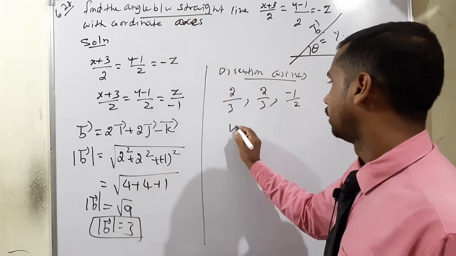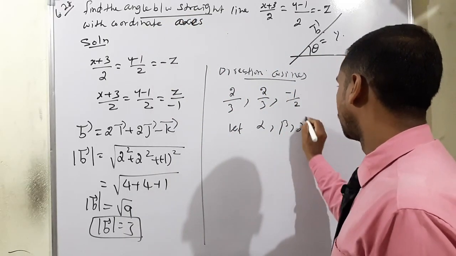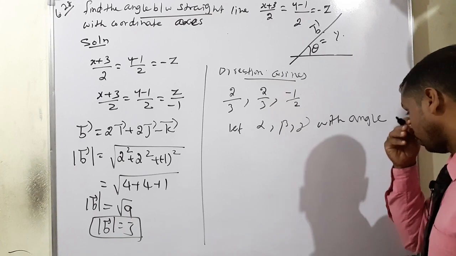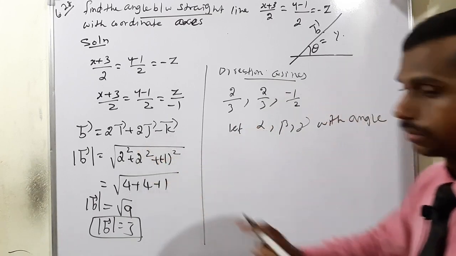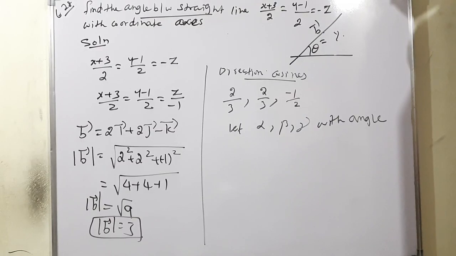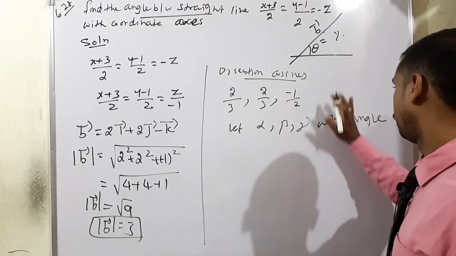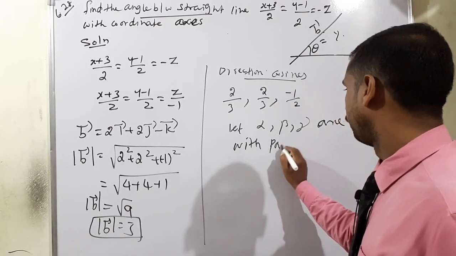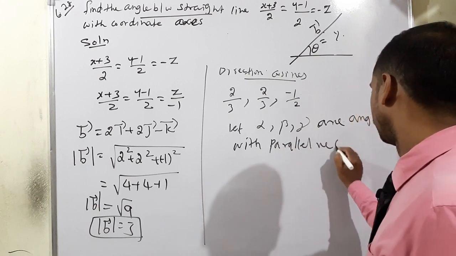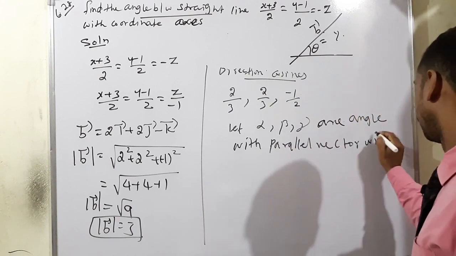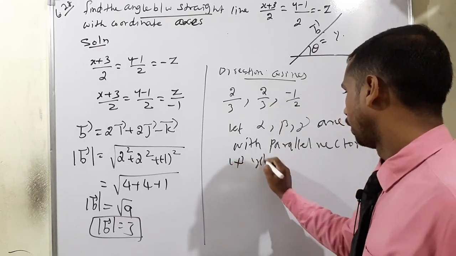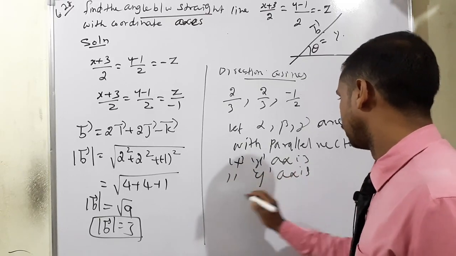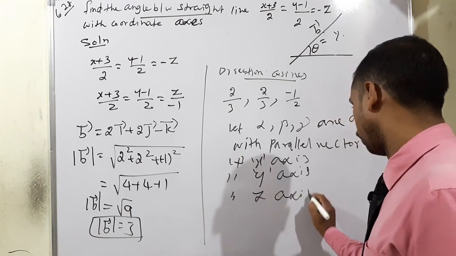So the angle between means let alpha, beta, gamma be the angles with the i vector, j vector, k vector, isn't it? So let alpha, beta, gamma be the angles with the positive x-axis, positive y-axis and positive z-axis.